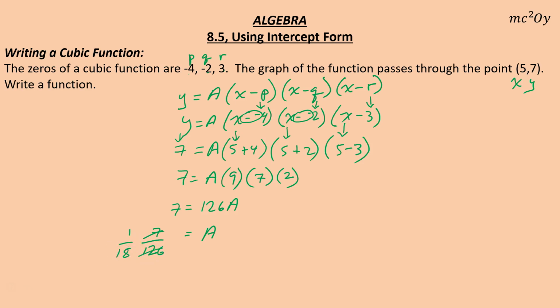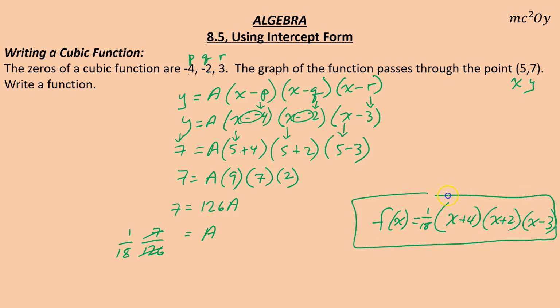So we can write our function: f of x is equal to 1/18, that's my a, times x plus 4, x plus 2, and x minus 3. Notice it does not say to go to standard form, so we are done. We can leave it in this form. Standard form would be a lot tougher with 3 factors there.